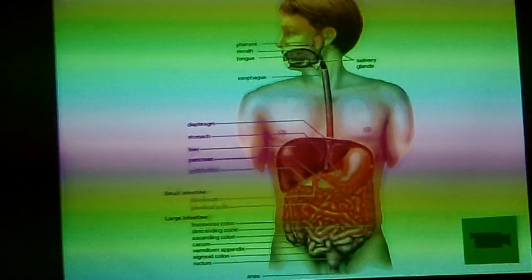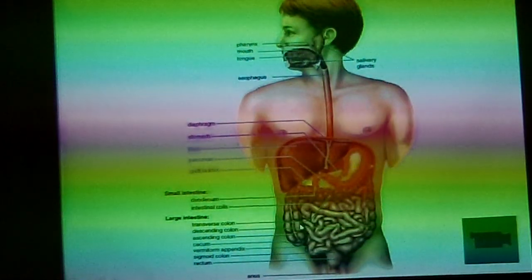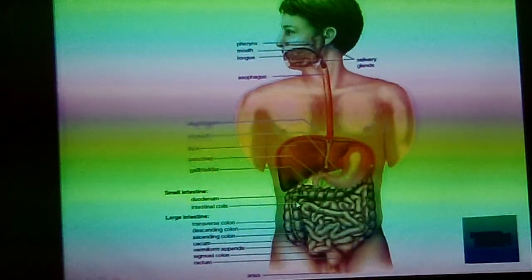Some things are called two names. So the colon is the large intestine. It's not like a part of it. The colon is the large intestine.